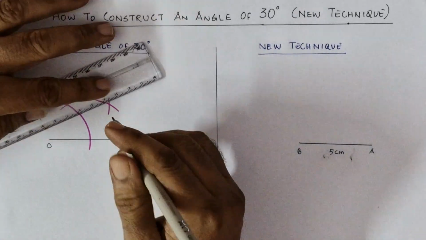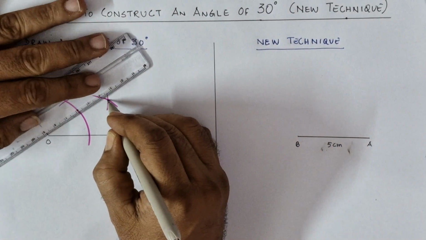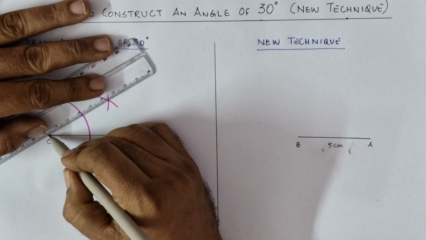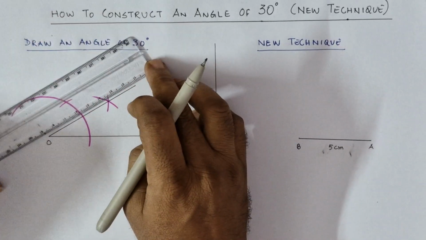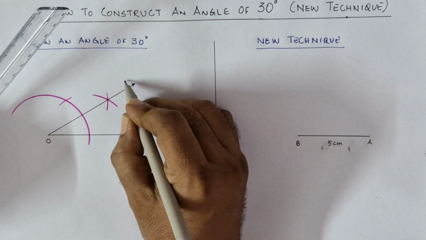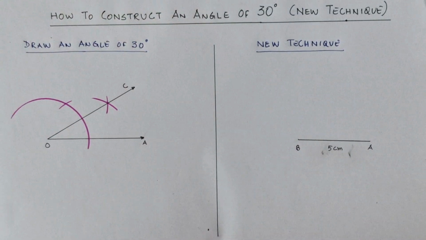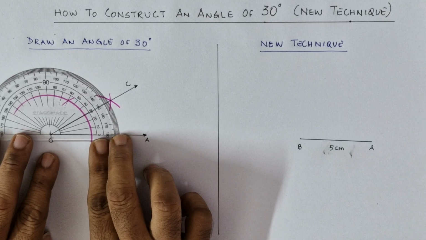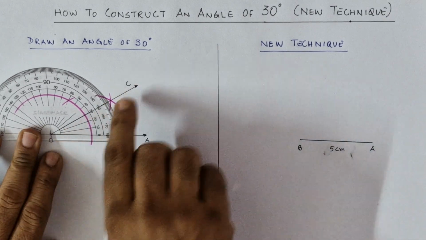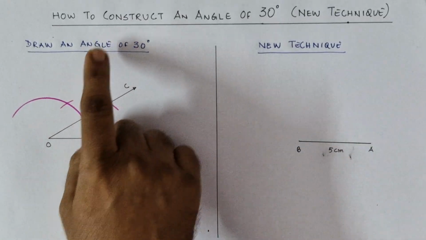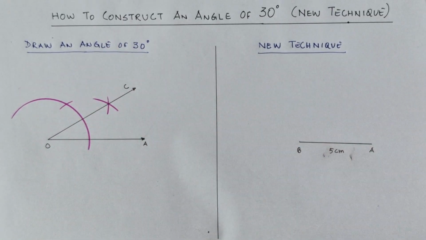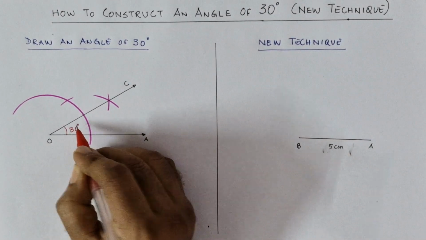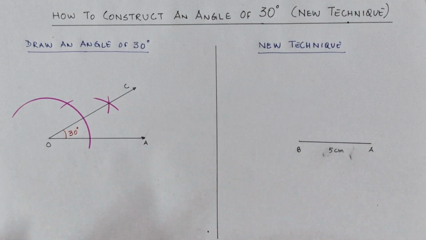So let's join it. Mark the intersection point here, and mark O, and let's join it and extend. This one will be, let's say, C, and let's measure it with a protractor and see what we have drawn here. See, exactly 30. So draw a 60, then do an angle bisection. You will get an angle of 30 degree. This is the fastest way of drawing an angle of 30 degree. Got it? Easy, you know it.